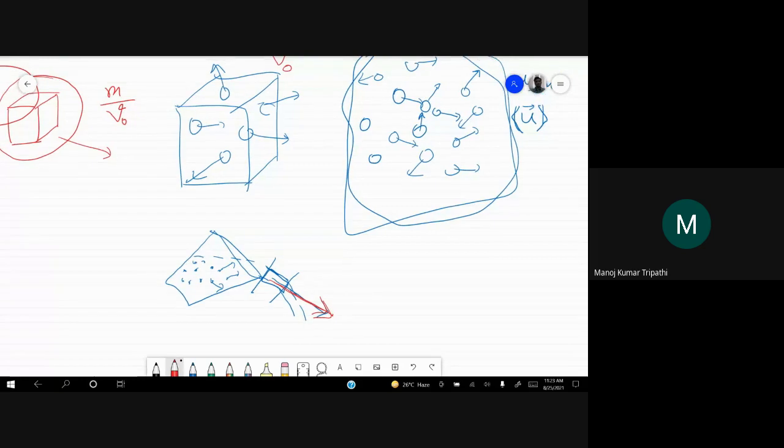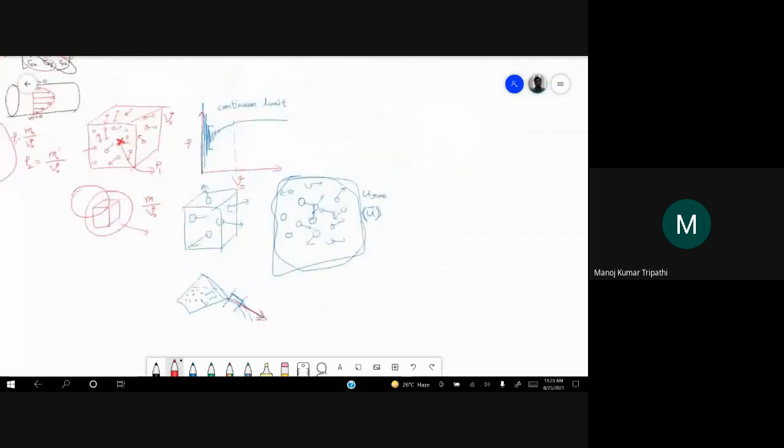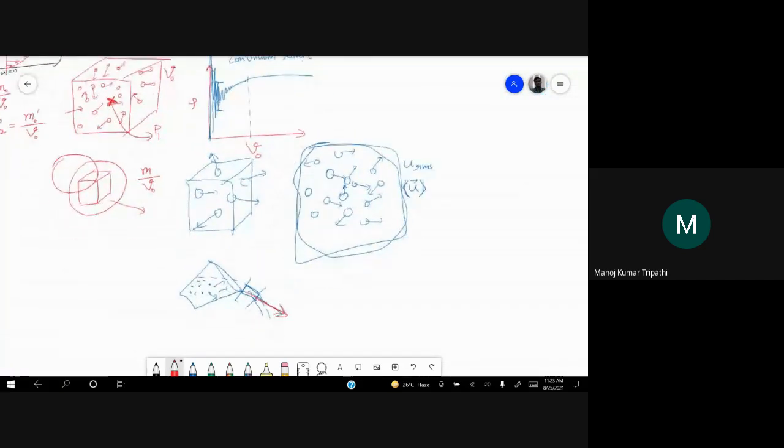Is this all clear, whatever we have talked till now, this continuum limit and this molecular picture of fluids? Yes, sir. Okay. If there is any question till now, you can ask. Otherwise, we'll move on.